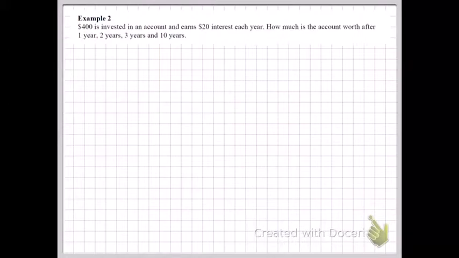Example 2 is the first of our financial applications. $400 is invested in an account and earns $20 interest each year. How much is the account worth after 1 year, 2 years, 3 years, and 10 years? So we can write a rule for this. The next term is equal to the previous term plus $20. We're adding $20 interest each year, so it's pretty straightforward.